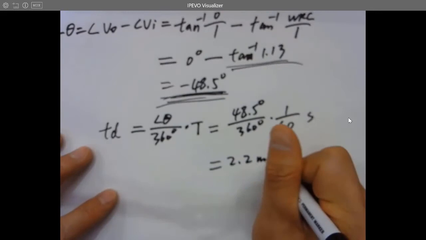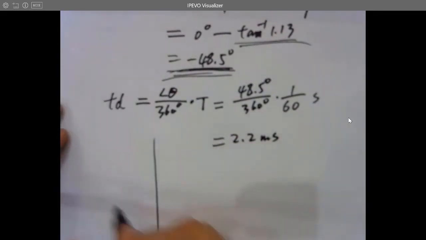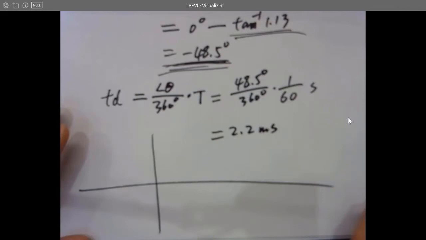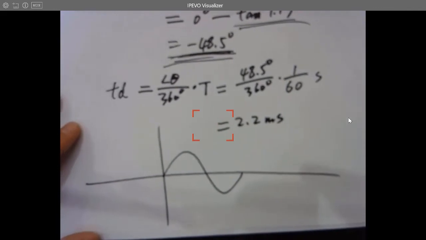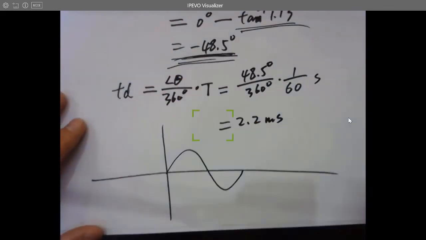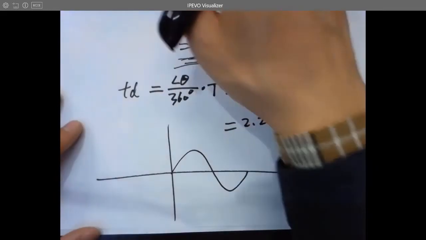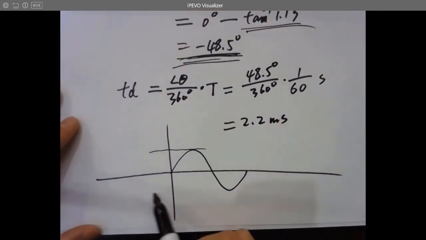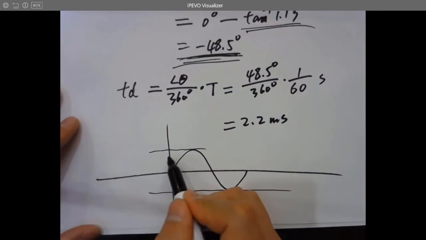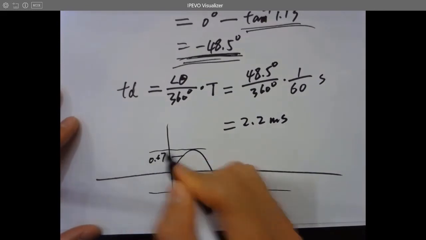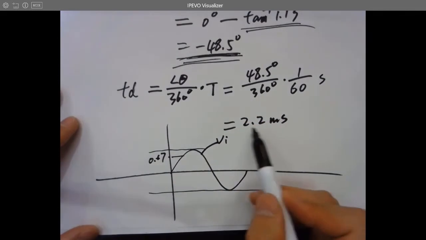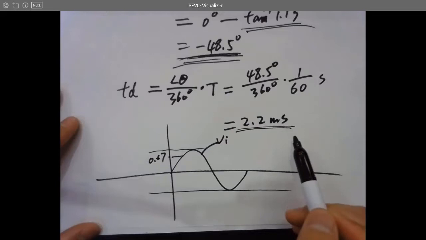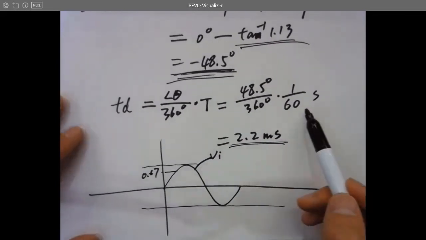When you are plotting the curve qualitatively in your homework or in the exam, you draw the original signal first. And then you're saying, hey, this is 0.67. So that's V in, just label VI. And the time delay is 2.2 milliseconds. And you don't know where to start, which is fine.